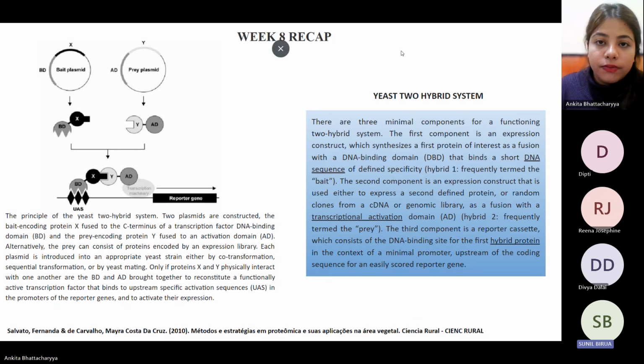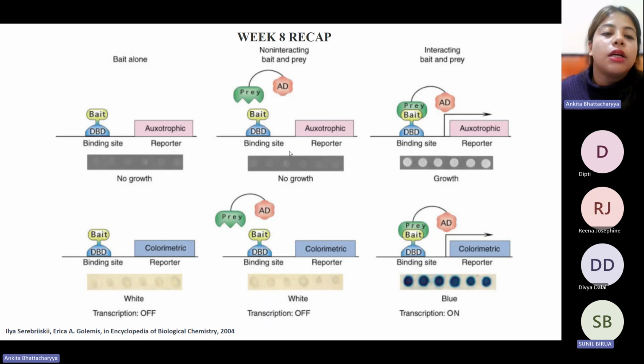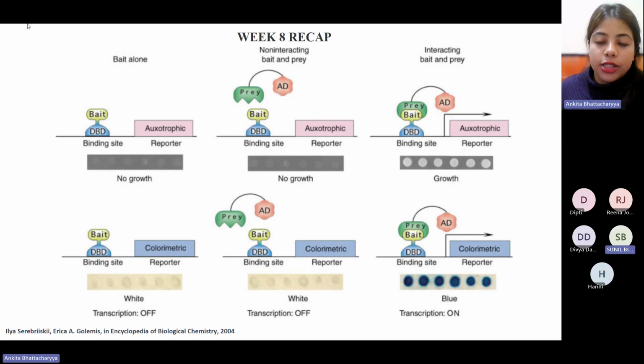So what are the different possibilities that you might observe if you use such a yeast two-hybrid system? This might be slightly hazy, but I hope it's visible. What we see are the different conditions that can occur. The first condition: if we just incorporate the bait protein, which is the first plasmid X, into a yeast cell, and you have a reporter gene which is auxotrophic in nature, then you see that there is no growth, there is no expression.